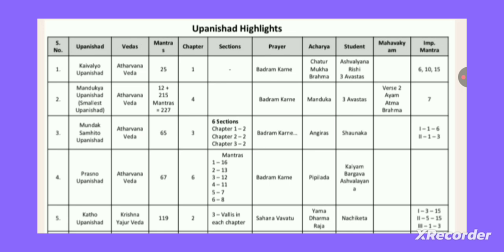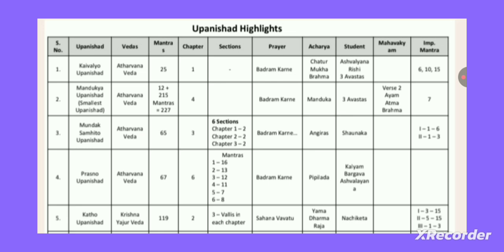Among all Upanishads, 12 Upanishads are majorly identified. And those 12 Upanishads we are going to study in these classes. So now let's see the introduction to all these 12 Upanishads. In this table, you will be able to see.